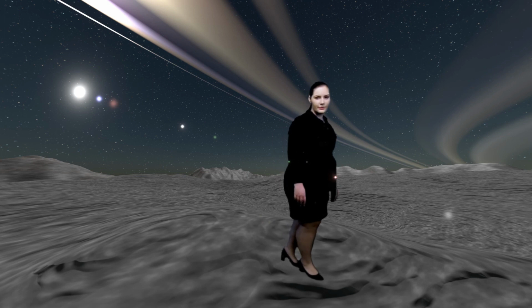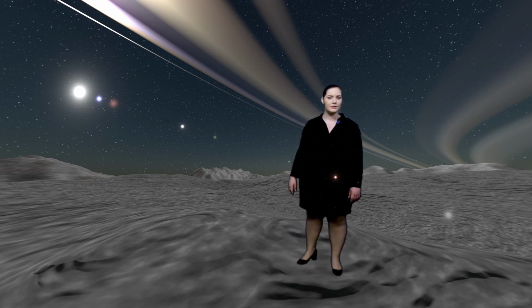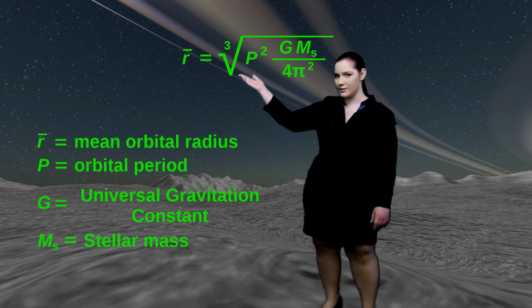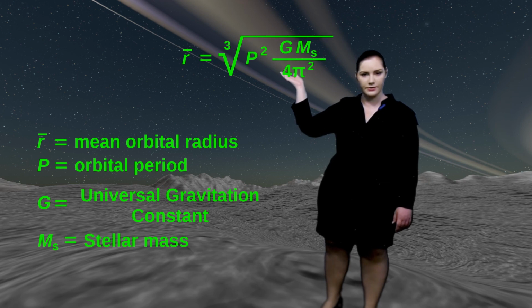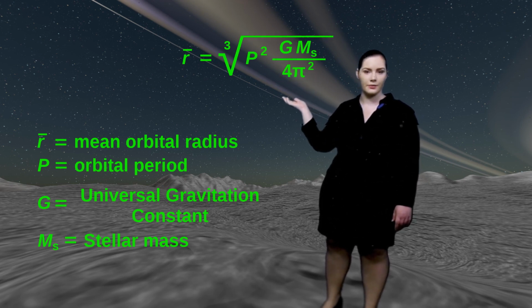Using Newton's version of Kepler's third law, we can find the planet's mean orbital radius, giving us a circular approximation of its orbit. The mean orbital radius is equal to the cube root of the orbital period squared times the product of G and the stellar mass divided by 4 pi squared.